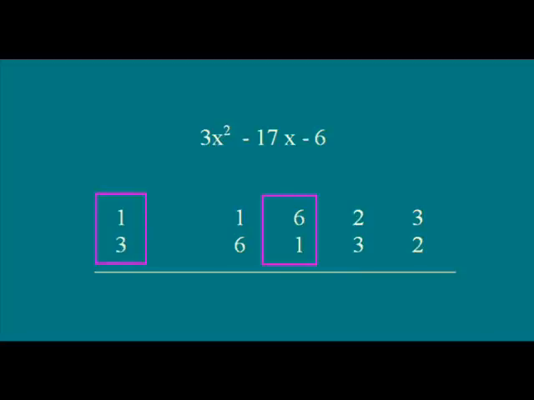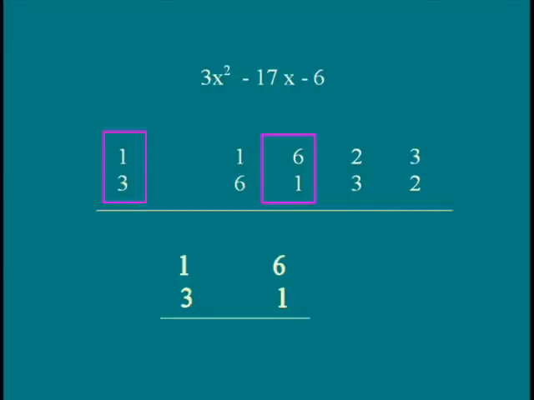If you're using a pencil and eraser, it's not a good idea to erase, because if you made a mistake, then you have to start all over again. So it's better just to copy those 2 columns, 1 and 3, 6 and 1 down in a separate chart and try that out. And if it's wrong, then you could choose some other column.